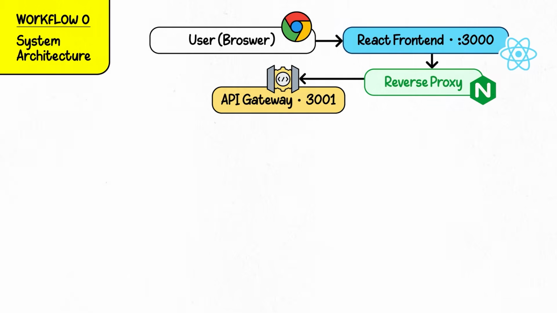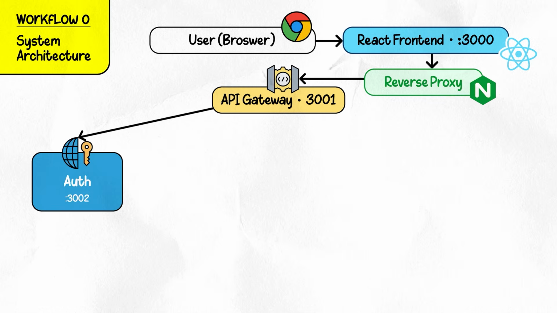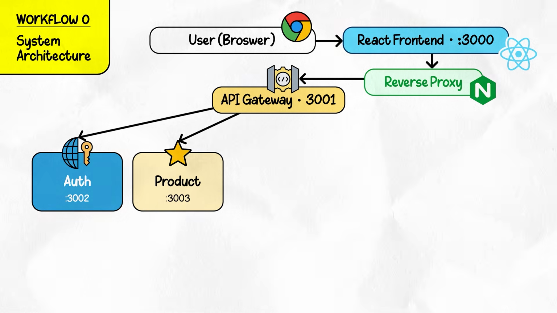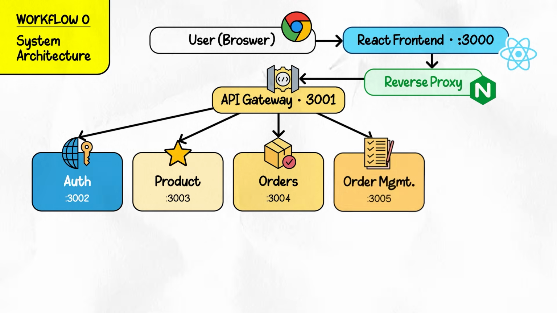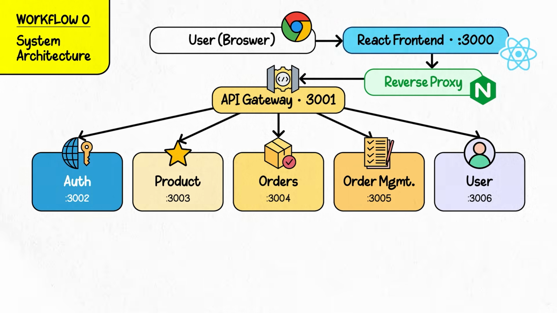Now, behind the gateway, we have multiple microservices. For example, we have the auth service that's running on port 3002. We have the product service, running on port 3003. Order service, running on port 3004. And then we have the order management service running on 3005. Now, each of these services performs a single responsibility within this system.